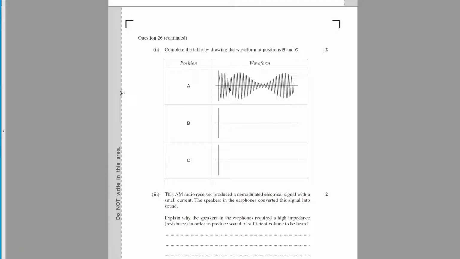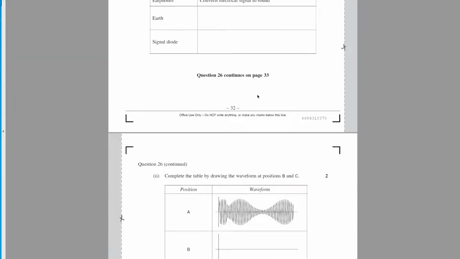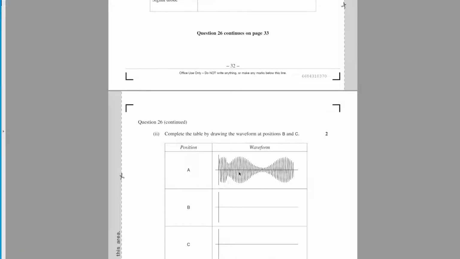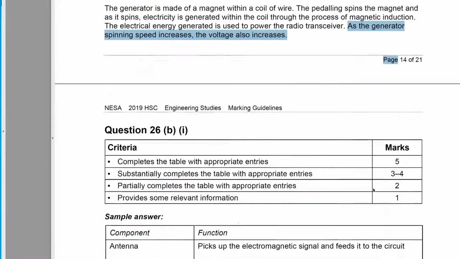Okay, and then so we remove the bottom half. We can just rub that part out, and then at C we go through the capacitor, and we said the capacitor smooths out the signal, and it takes it from being a whole bunch of little waves into one big wave. I can have a look at the answers and we'll see what they say.